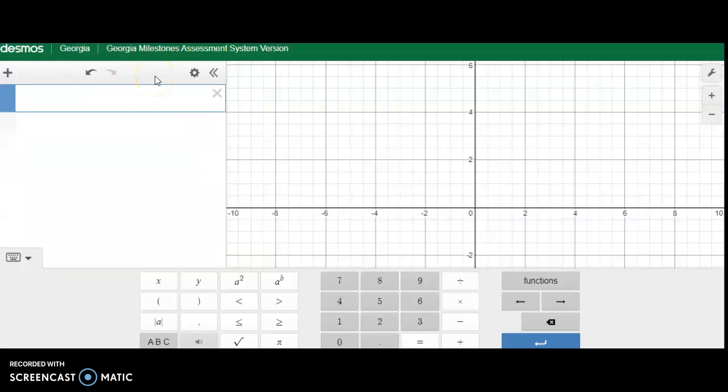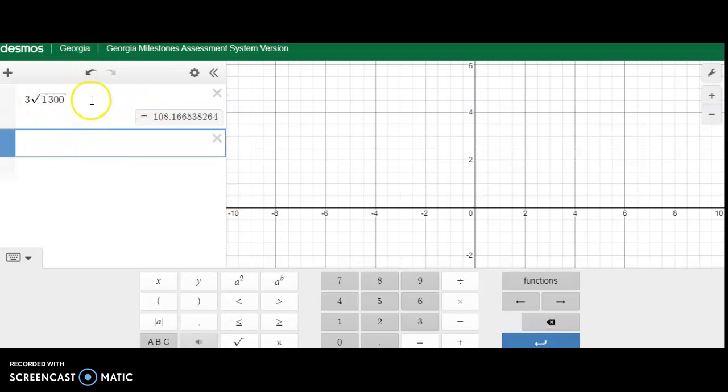So if you go to Desmos, when you try to type in the cube root, you don't automatically see it over here in your common symbols. I want to show you that if you did 3 and then the square root of 1,300, that is going to give you the wrong answer. 3 times the square root is not the same thing as a cube root, so be very careful about that. I'm going to leave that up there because I want you to see the difference.